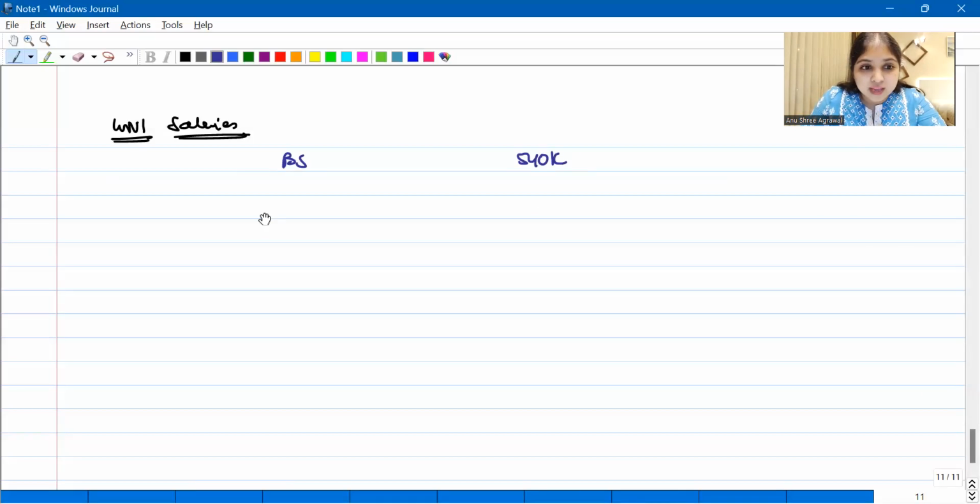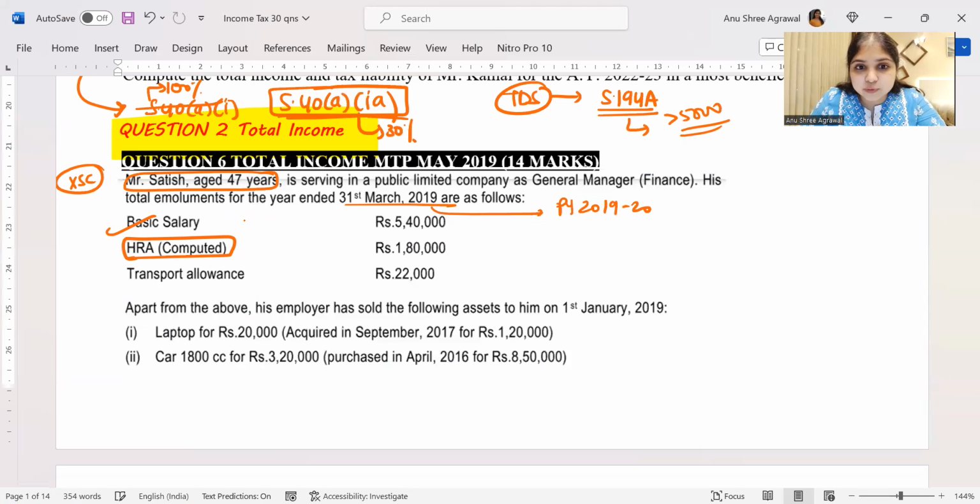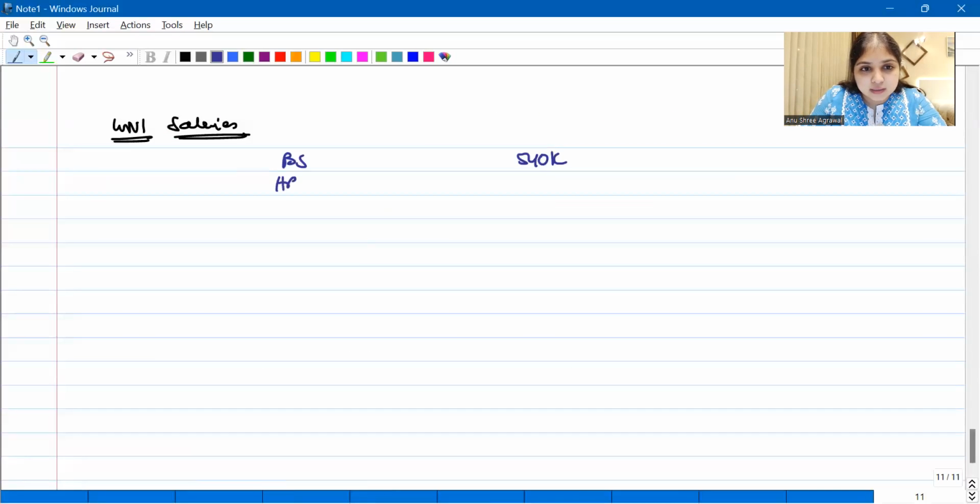Then what else? We have HRA. Thankfully, they've already computed and given us the HRA, so we can take the HRA as it is, 1,80,000. They have already computed the taxable number.